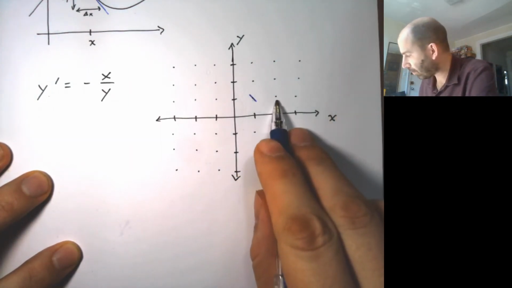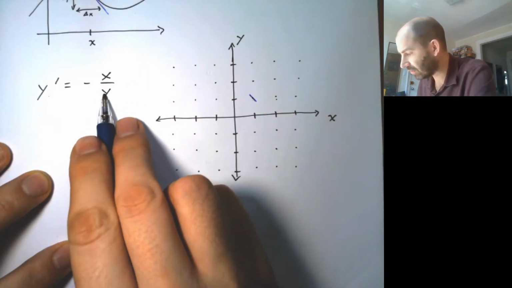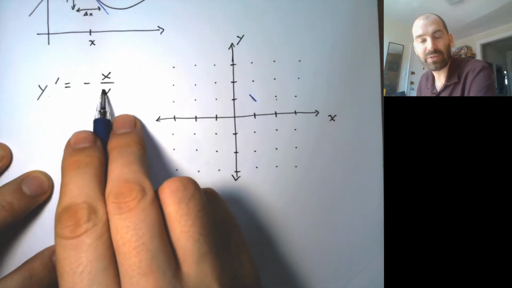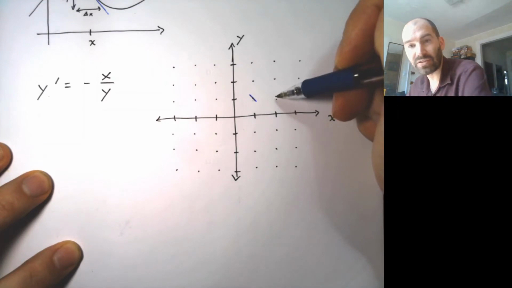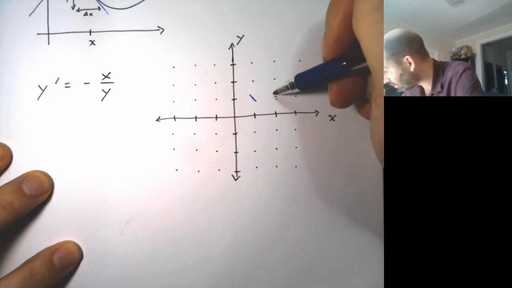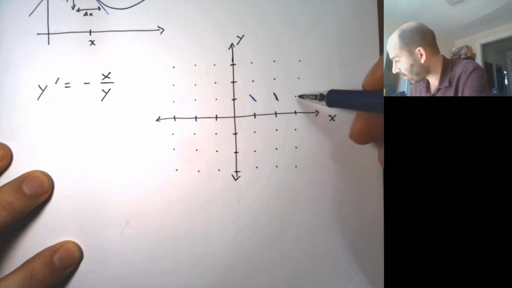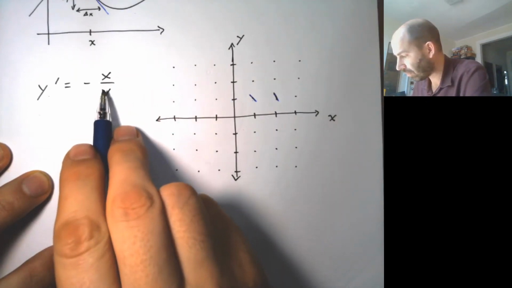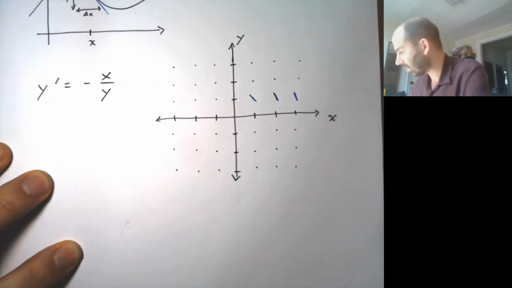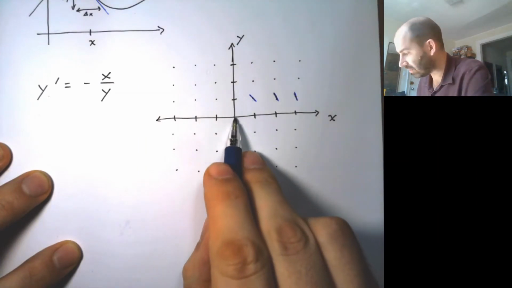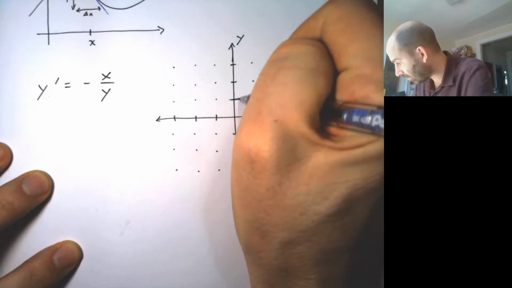Now let's go over to this point over here, 2, 1. Okay, x is 2, y is 1, so y prime is equal to -2. That means the slope, if the solution goes through this point, will have to be -2. So I'm drawing a little line with slope -2. And then over here, 3, 1, 3 over 1 is 3, so -3, so the slope is -3. What about over here, 0, 1? Well, here we have 0 divided by 1, so I get 0. The slope is 0.